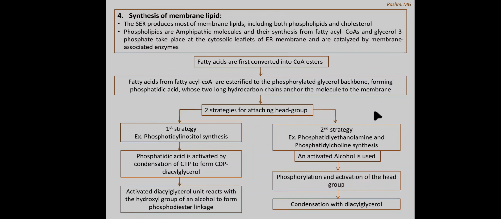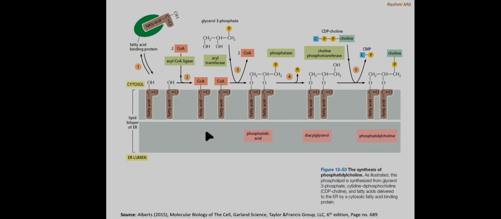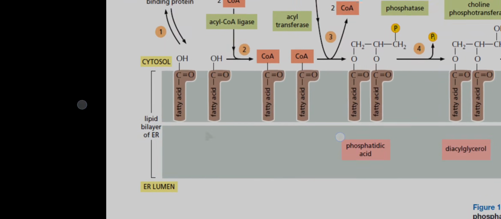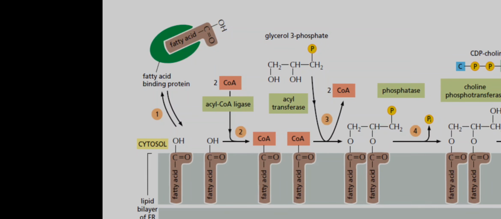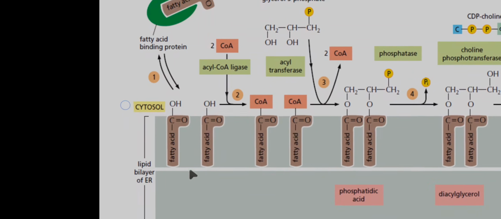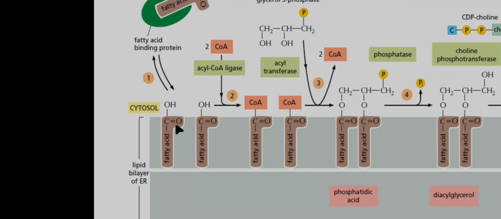To understand this, let us move on to the second slide. Here it is. First, what happens? Fatty acids are first converted into CoA esters. The green one is the fatty acid binding protein. It brings this into the cytosol where the fatty acids are kept intact.